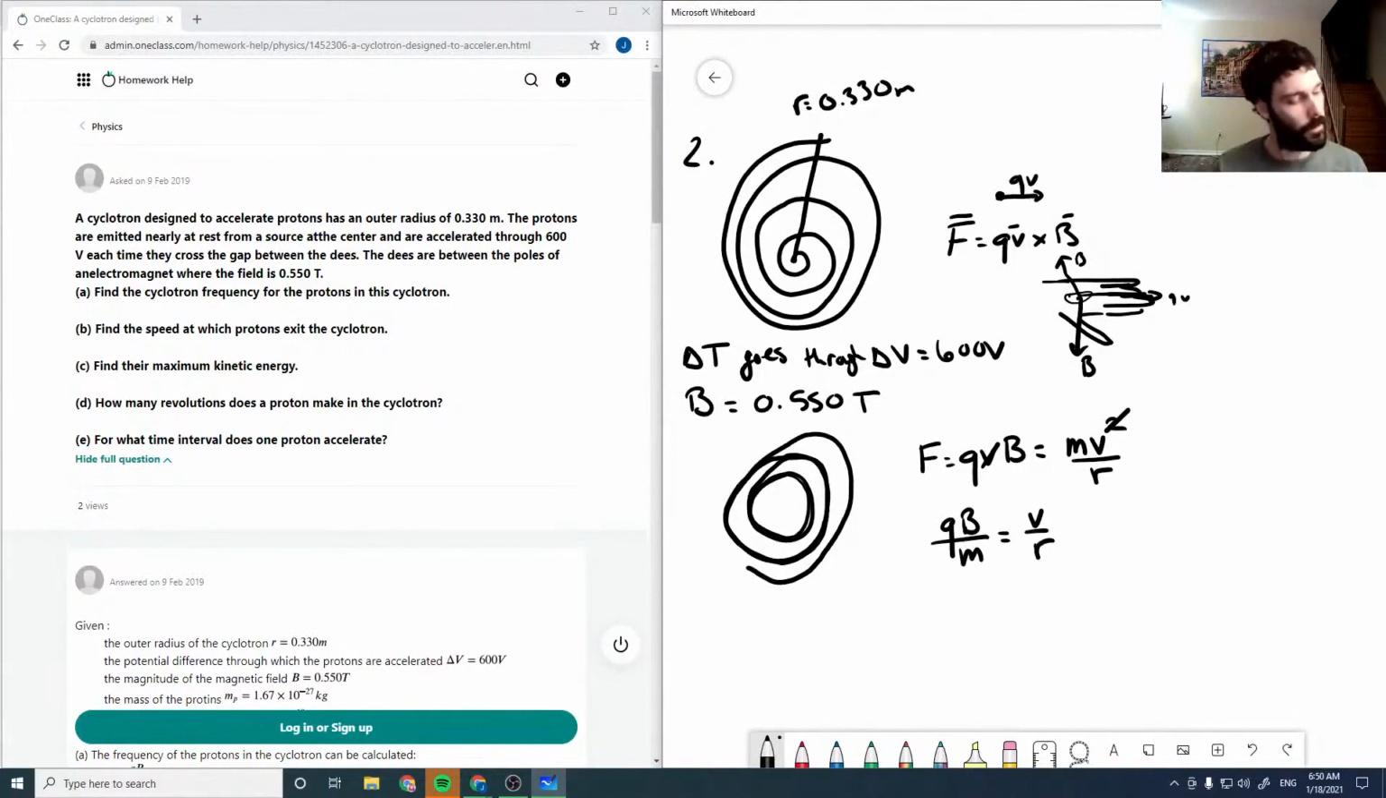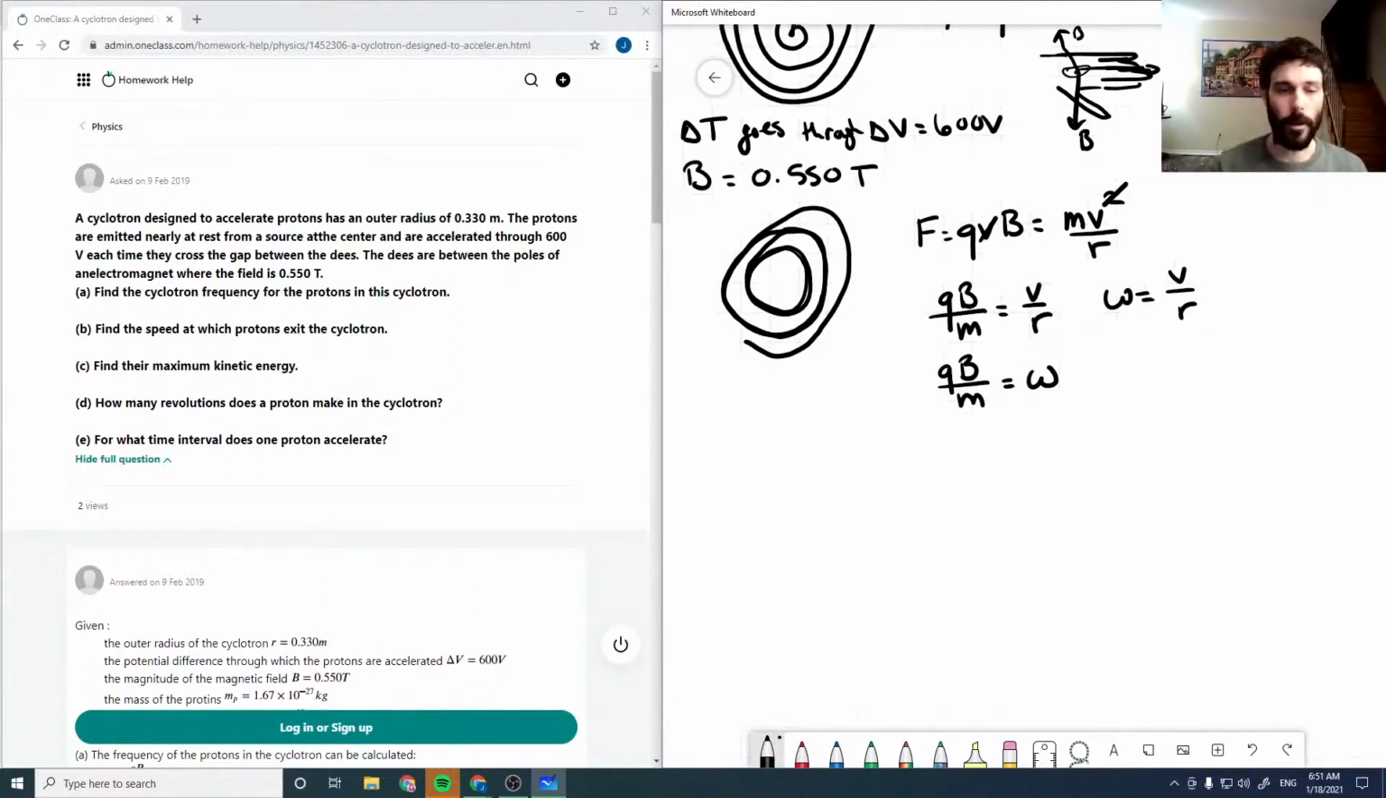And I left the R on this side because our omega is V over R, so that's our angular frequency, or QB over M is equal to omega. So then each period we go through a delta V. Let's just run through the answers to the question. So that is our cyclotron frequency. So that's our frequency for our motion. So that's how we are going to get it.